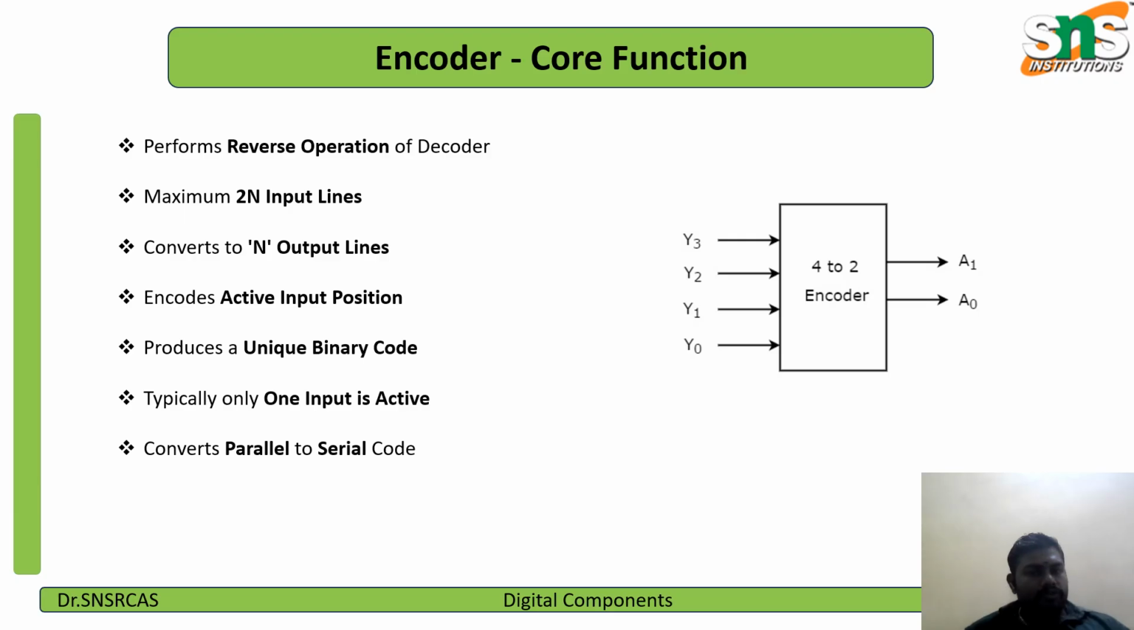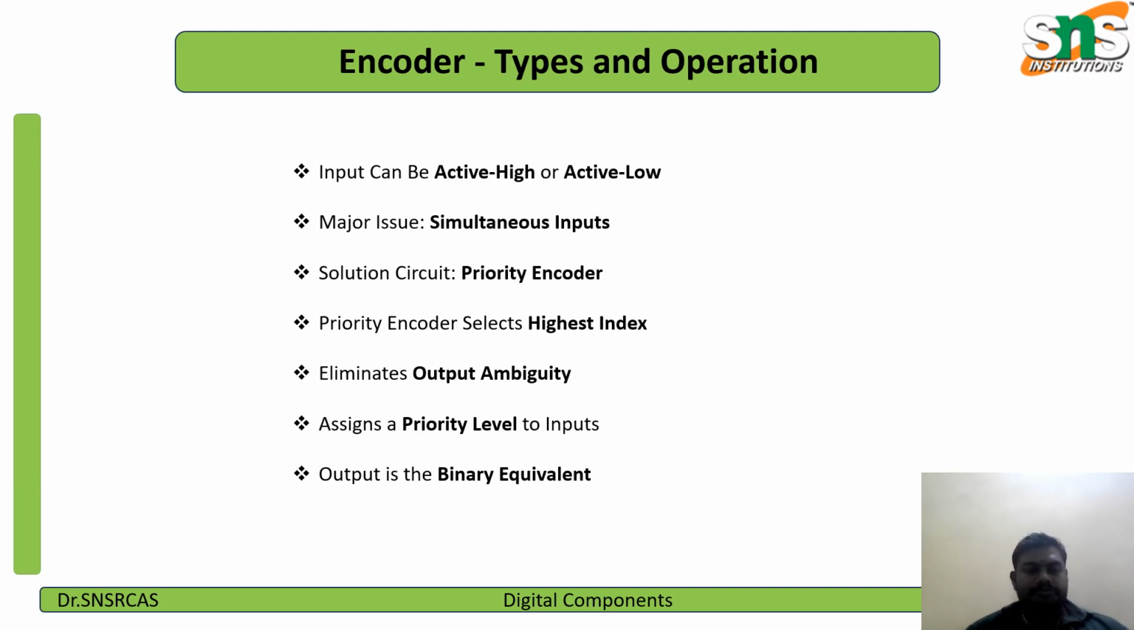And the encoder core functions. This is the diagram, and this has 2 to the n input lines and n output lines. For more than the inputs you give, only the two output statements come. This is called the parallel to serial code conversion. This is the encoder types of operations.